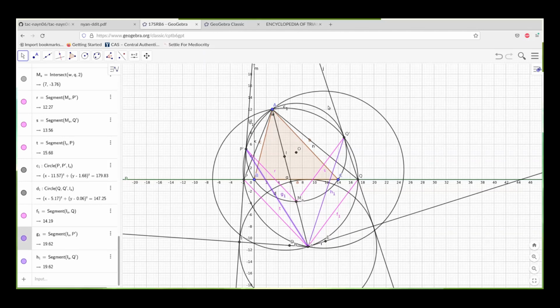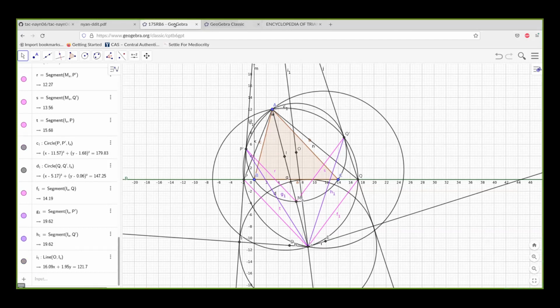Oh wait, but that's tangent to the circle. That's literally just symmetry about the line of centers. Okay, I pronounce this problem solved. Goodbye, everyone.